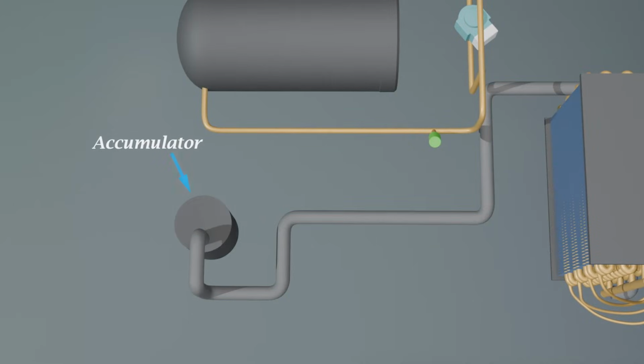There is an accumulator which absorbs any liquid particles present in the refrigerant before it enters the compressor and completes the cycle.